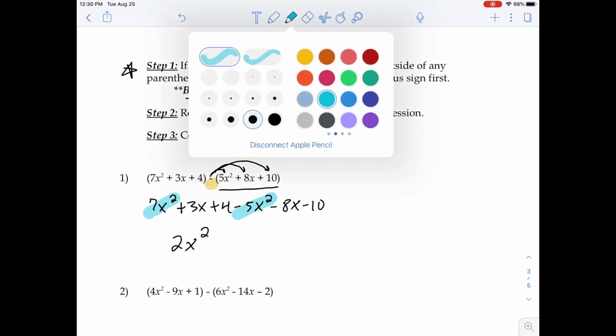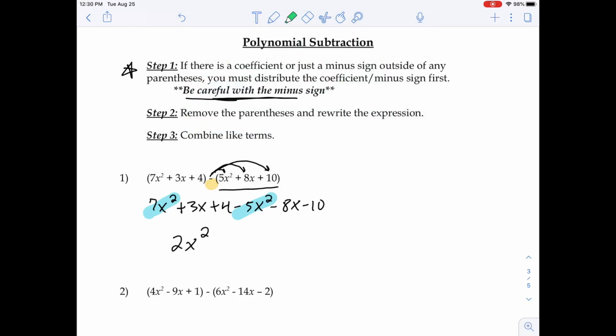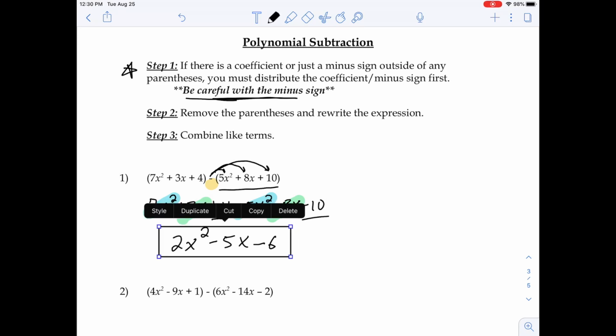And then we have to change the color here. So we have 3x and minus 8x. So that is going to give us minus 5x. And of course we have the plus 4 and the minus 10, which gives us minus 6. So right here is the answer for that particular subtraction problem.